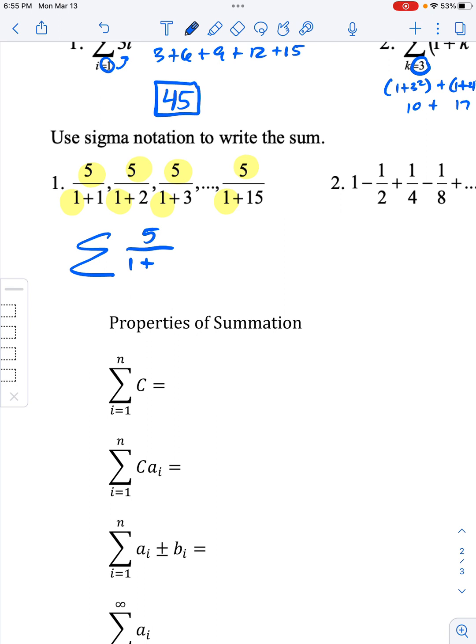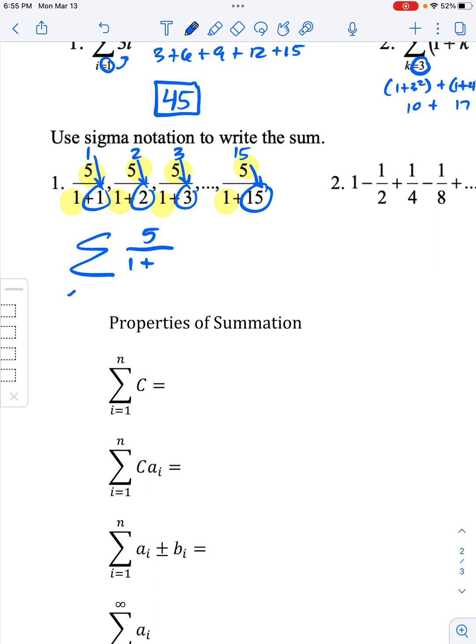So I have 5 over 1 plus 1, 1 plus 2, 3, and so on to 15. This is my first, second, third term. So the term number is exactly what I'm seeing down here, which must make this the 15th term.